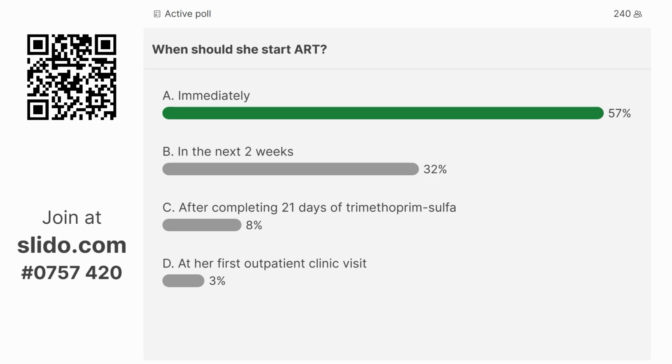I think she's not getting worse, she's just not getting better. And I think that it's important to realize that suppressing her viremia may have a lot to do with the future outcome. So I would start the treatment immediately.